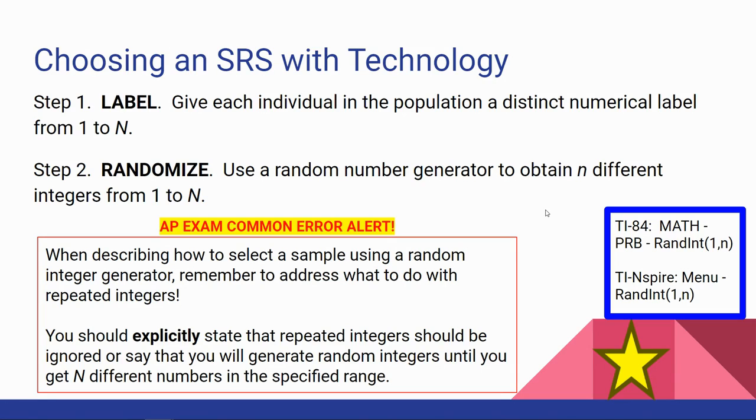So say you hit enter on your calculator and you got 13, 13, 12, 7, whatever. If you have repeated integers, they should be eliminated. So you need to say that when you're writing out your explanation. You should explicitly state that repeated integers should be ignored, or say that you will generate random integers until you get n different numbers in a specific range. Two different ways to say it, same information. Make sure you say that, because that will lose you points if you do not.